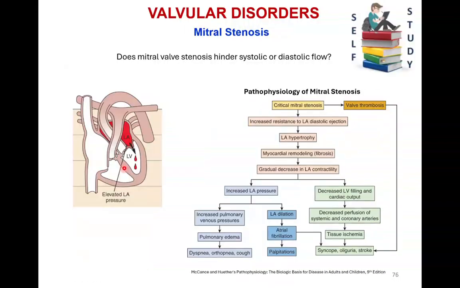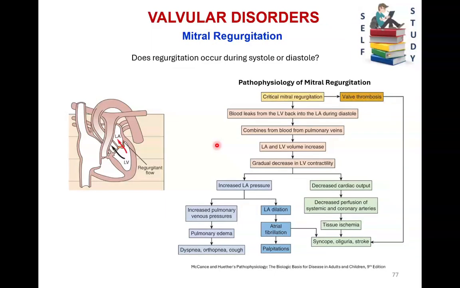The next two slides, I'm going to leave you to do them on your own, following the same train of analysis. It's very, very similar. So mitral stenosis, the problem is during diastole. And then we've got mitral regurgitation. It occurs during systole. And if you work your way through that, you will be able to understand why that is as you make your way through these two slides.